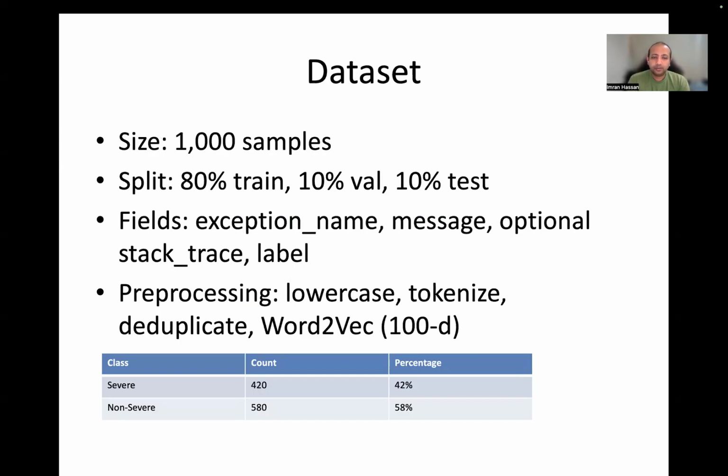The dataset is about 1,000 samples, mostly synthetic, split about 80-10-10. Fields: exception name, message, optional stack trace, label. Pre-processing: lowercasing, tokenizing, deduplication, and we're using word2vec with 100-dimensional vectors. The class count is around 42% severe and around 58% non-severe.